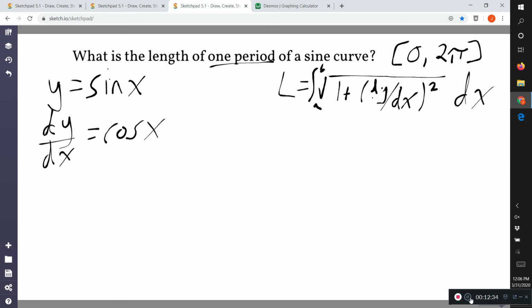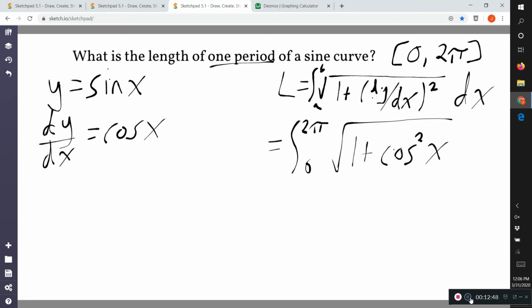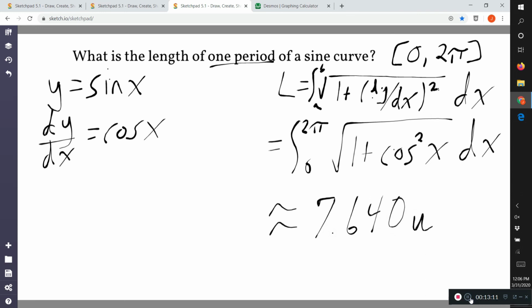So our integral is simply from 0 to 2 pi of root 1 plus cosine squared x dx. And again, the squared on the cosine comes from the squared in the formula. Now, doing this one by hand is a bit challenging, so we would just turn to the calculator and get approximately 7.640. In this case, if we wanted to include some form of units, it'd just be units because we're finding a distance, not like an area or a volume.